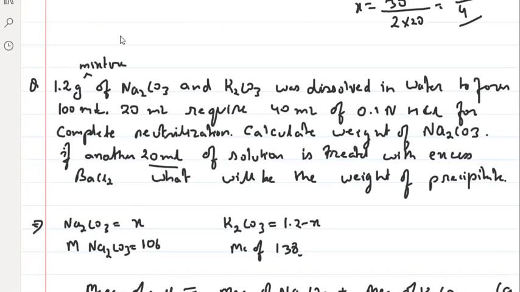Okay, Karishma, the question was 1.2 gram of Na2CO3 and K2CO3 was dissolved in water to form 100 milliliter, right? So the weight of the mixture is 1.2 gram, and they are mixed to form a solution of 100 milliliter. It's like you mix a syrup, and then you take one spoon of syrup and make your lemonade. In the same way, they make a solution in which they mixed Na2CO3 and K2CO3 in 100 milliliters. Now, from that solution, they are taking 20 milliliter, and this 20 milliliter requires 40 milliliter of 0.1 normality HCl. This is the first part. Then we have to calculate the amount of Na2CO3 and K2CO3.